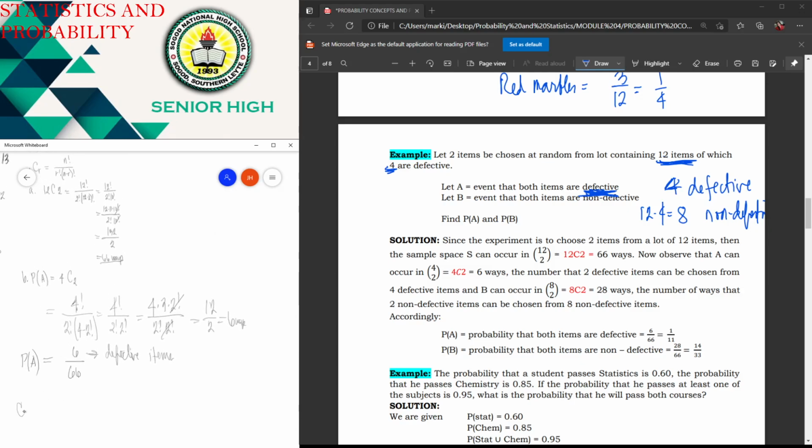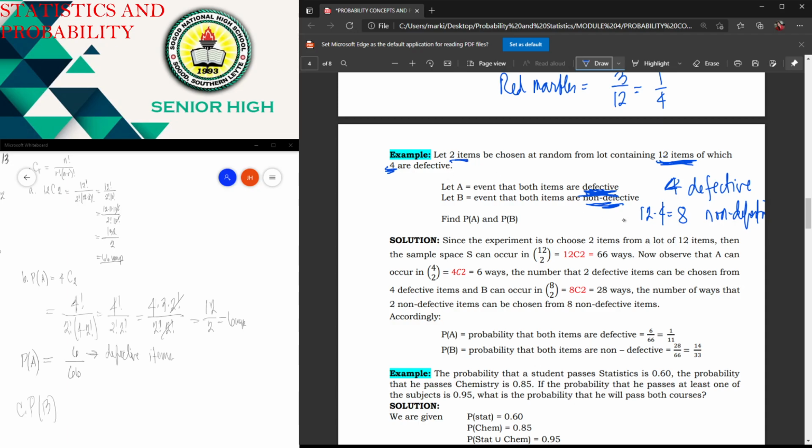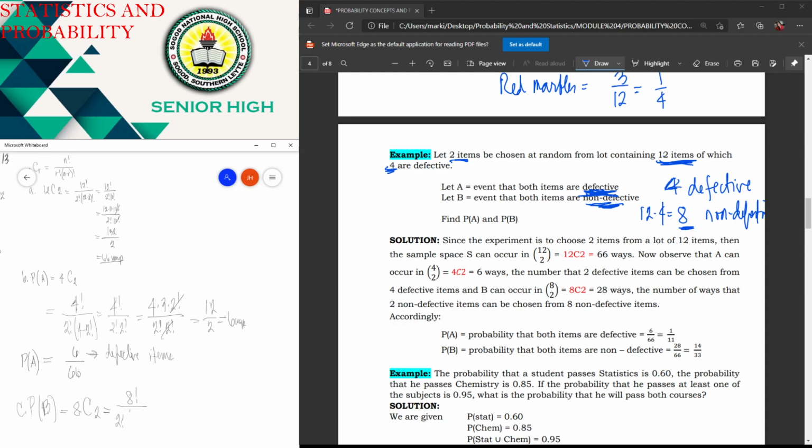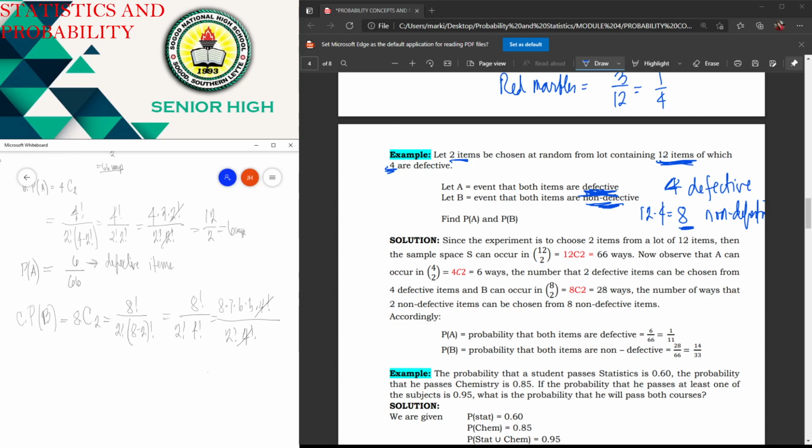How about letter C? How about we find the probability of B, which we're talking about here, non-defective? Again, we are not going to use 12 because we are just going to get 2 items from the non-defective, which is 8. So this is B. We have 8 combination 2, so 8 factorial over 2 factorial times (8 minus 2) factorial, which is 8 factorial over 2 factorial, then 4 factorial. That would be 8 times 7 times 6 times 5 times 4 factorial over 2 factorial and 4 factorial, which cancel out, and then you have 8 times 7 times 6 times 5.